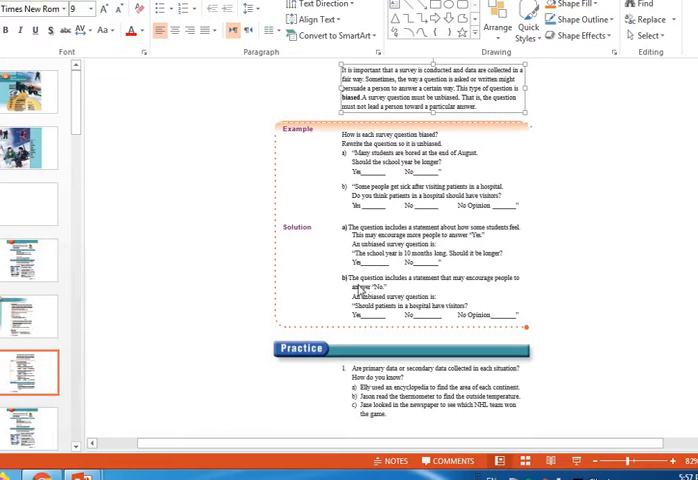Okay, so the answer is, the question includes a statement that may encourage people to answer by no. An unbiased survey question is, should patients in a hospital have visitors? This is the unbiased question, would be like this.